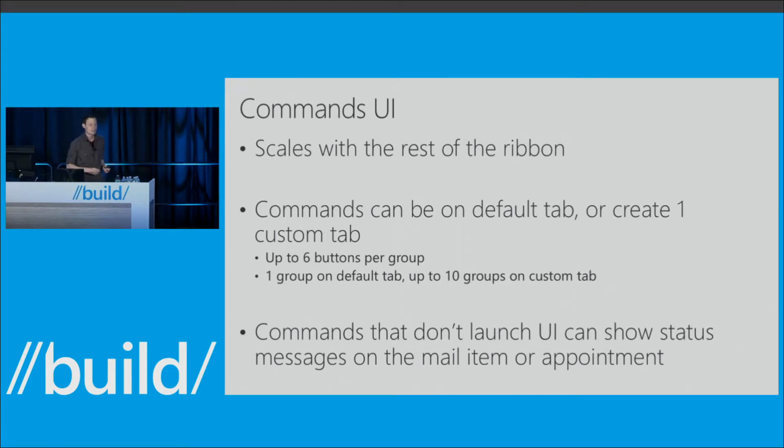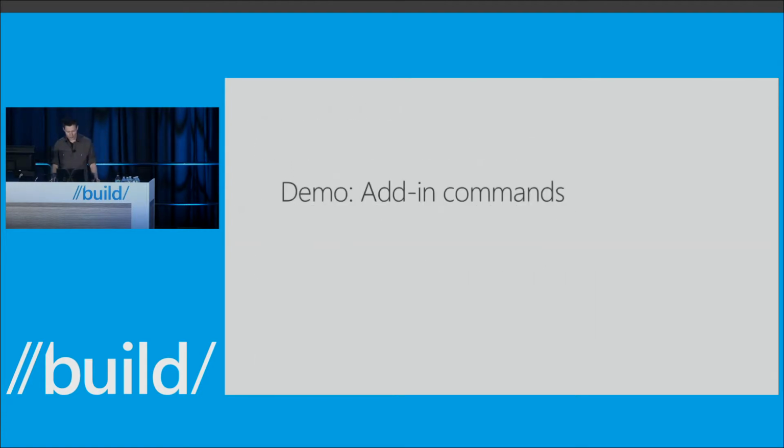And finally, commands that don't launch UI, and we'll talk about this when we actually look at them, can show status messages on the mail item or appointment to convey progress, or to convey that something happened, or to convey errors. So what do these things look like?